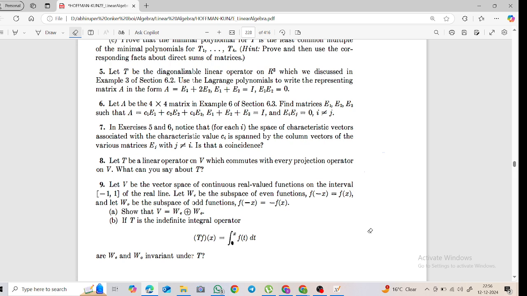So she is asking that if W is a T invariant subspace, does there exist another T invariant subspace W prime such that W direct sum W prime is V?